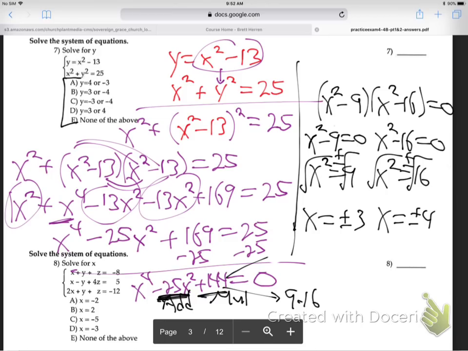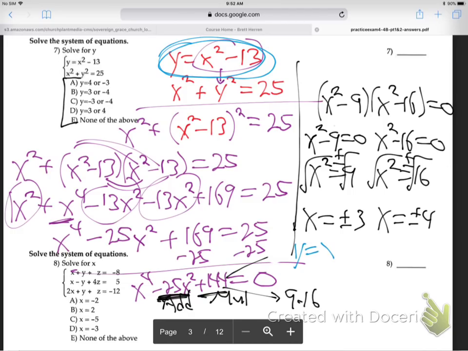Plug it back in. I can finish it. So now take this x. If you want y, remember how this works: the best place to plug in is somewhere where y is already alone. Where's y alone? Right here. Y is already alone. That's the easiest place to plug in.